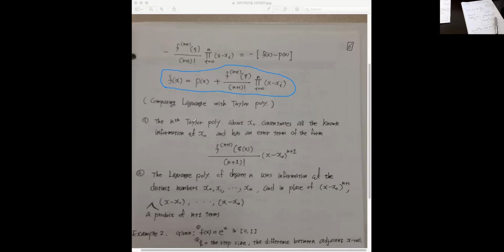Now we're going to compare the Lagrange polynomial with the Taylor polynomial. The nth Taylor polynomial is about x0. We concentrate all the known information at x0, and it has the error term of this form. The big difference between the Lagrange polynomial and the Taylor polynomial is that the Lagrange polynomial uses not just the information at x0, but the information at all nodes x0 through xn.